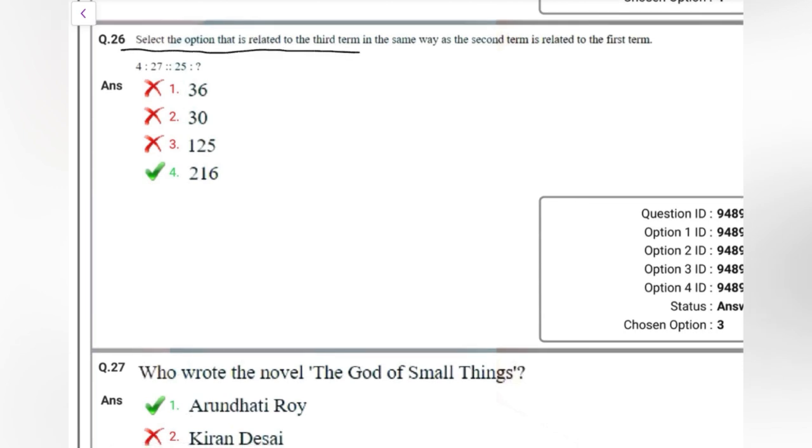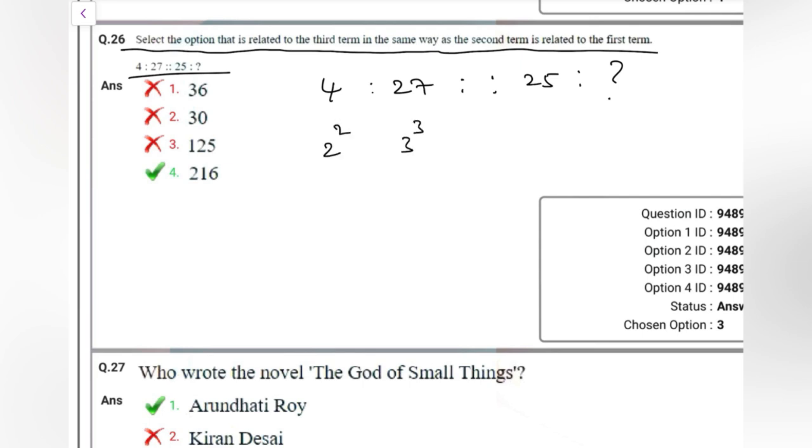Select the option that is related to the third term in the same way as the second term is related to the first term. Here 4 is equal to 27. In the same way 25 is equal to. Here it is 2 square 3 cube. Similarly it is 5 square and 6 cube is equal to 216, which is option 4.